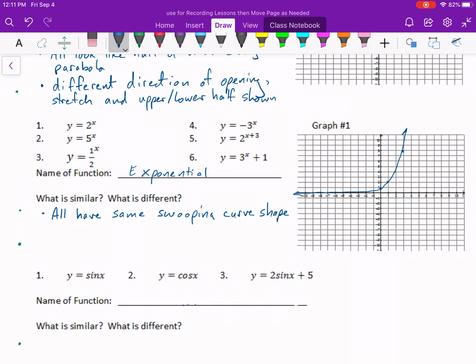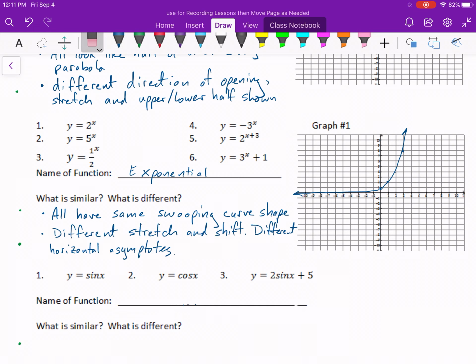Type them into Desmos. See what you get. What's going to be different about them? Well, they're going to have different stretch factors. They're going to have different shifts. They're going to have different horizontal asymptotes. This one, again, has got a horizontal asymptote, which is the one I've sketched has got the x-axis as the horizontal asymptote.